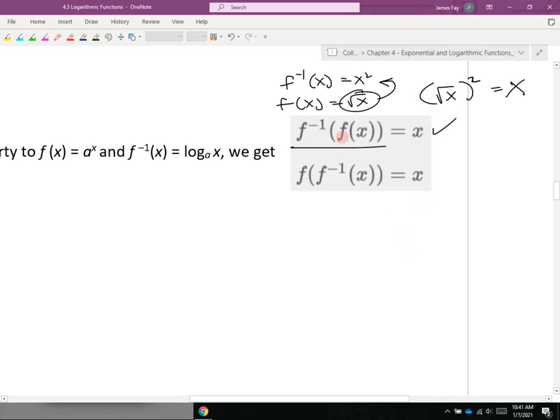Or if I do this one, which is f inverse evaluated in f, so I'm going to take that and I'm going to plug it into that function. So that's going to look like this. Well, what's the square root of x squared? X. So it confirms that. And that's what happens when we have inverses, right? We should be able to plug one into the other and get x back. And it works both ways.